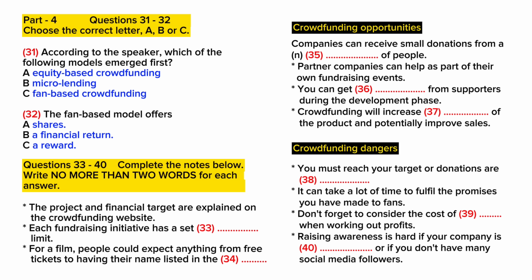Fulfilling all the pledges that you've made to people can also be very time-consuming. For example, remembering to send out copies of books or free cinema tickets can sometimes be forgotten in the excitement and frenzy of launching your product. People sometimes forget to factor in the cost of rewards when calculating profit margins. But these can be significant. And finally, if you have a small fan base, for example, you're a new company or have a small social media footprint, raising awareness of your initiative will be challenging.